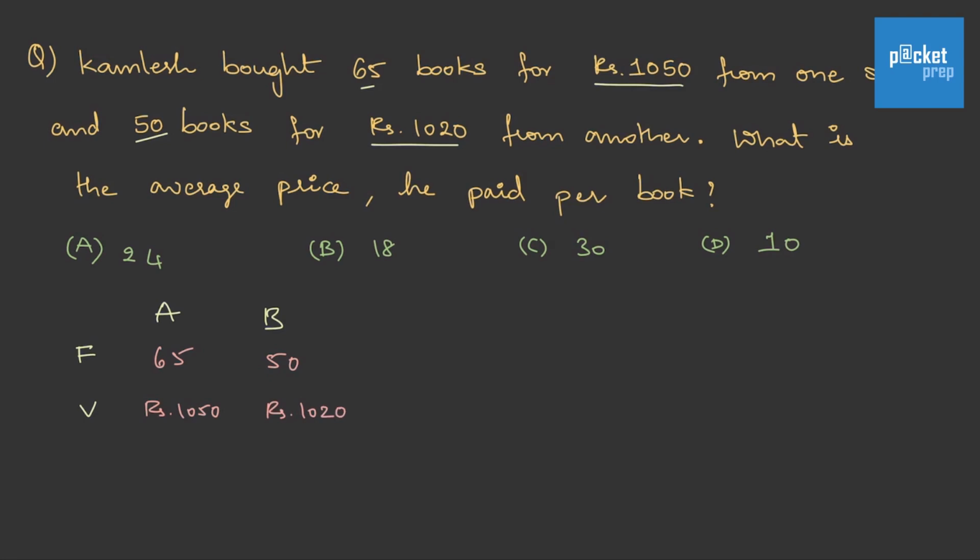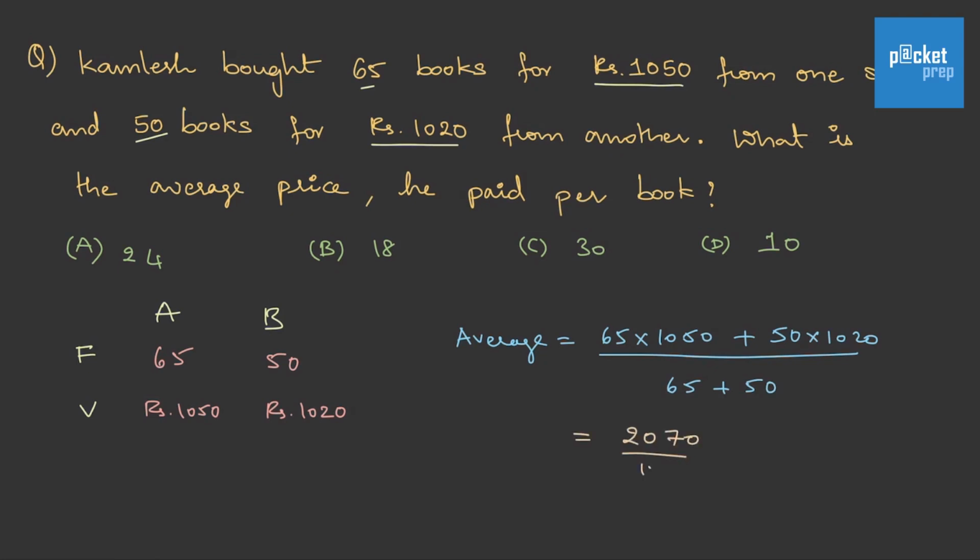Now for such data we already know the average. It is the first quantity frequency into value, that is 65 into 1050 plus second quantity frequency into value 50 into 1020 upon the total quantities, that is 65 plus 50. This is 2070 upon 115 and it turns out to be 18. Therefore option B.